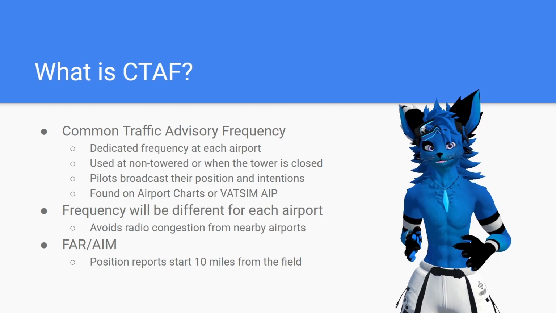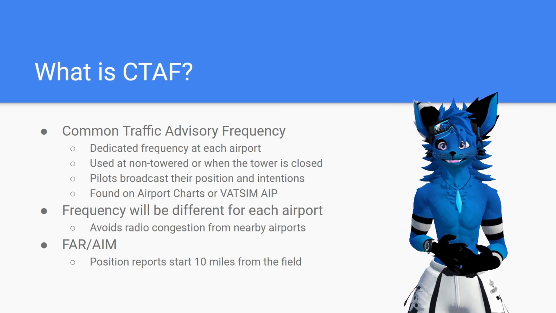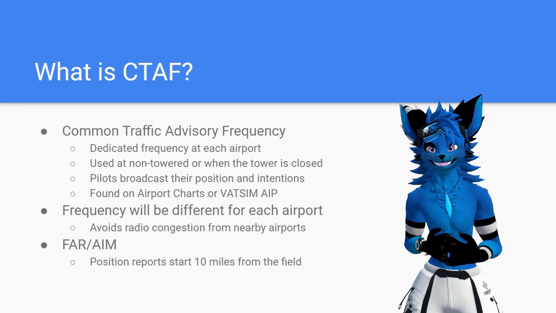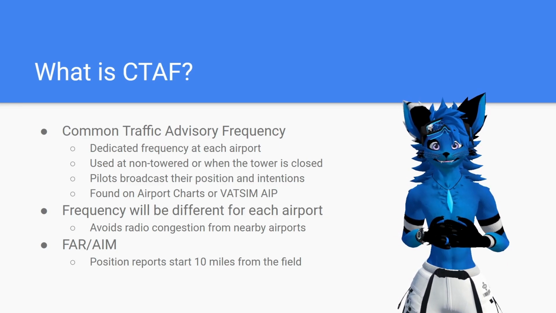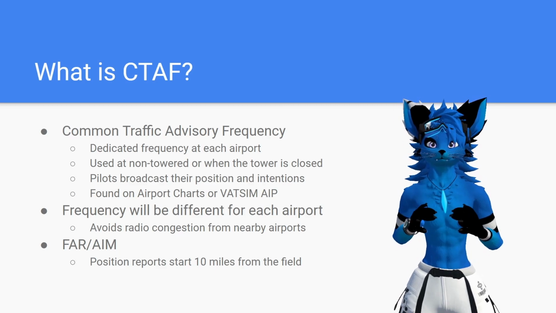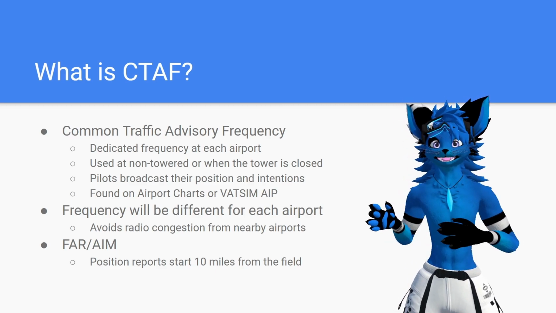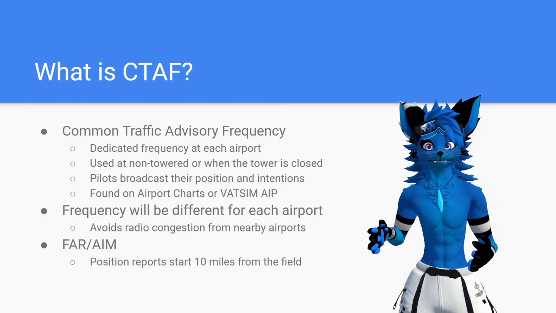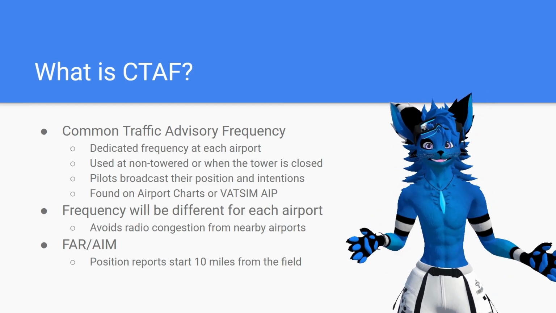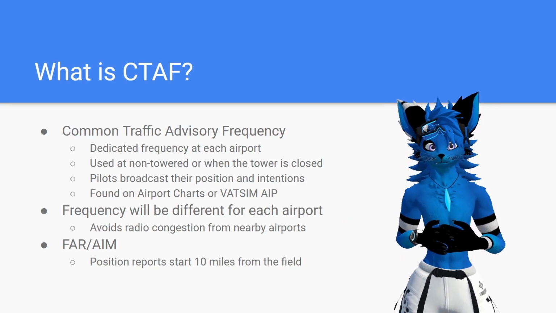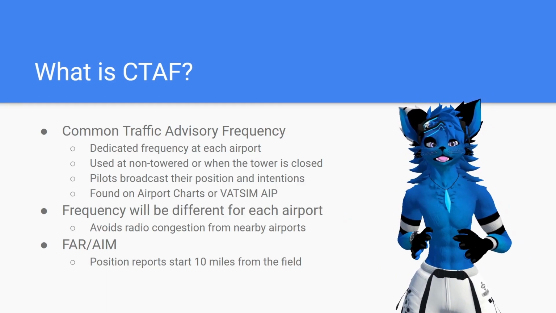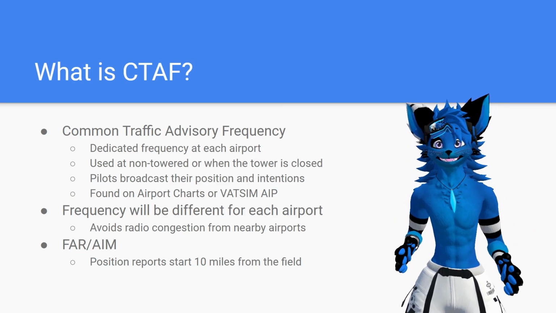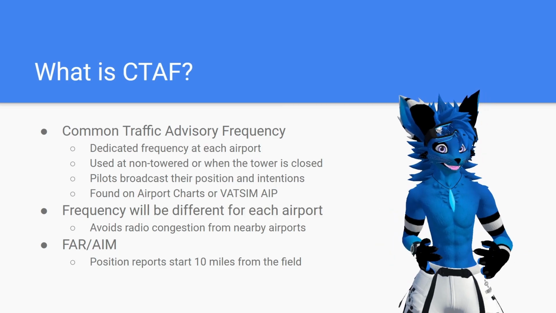CTAF can be found in a couple of different ways. One, you can look on the airport chart for that specific airport, or you can look at the VATSIM AIP and it will tell you what the CTAF frequency for that particular airport is. Or another very easy way, if you go over to your pilot client, you type in .CTAF and then the identifier for the airport that you want it for, it will populate it right in the text chat of the client for you. The CTAF frequency at every airport is going to be different, and the reason for that is so that it avoids any congestion on the radio for airports that are very close to each other.